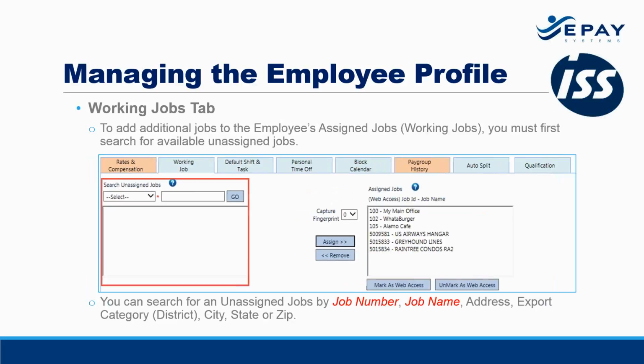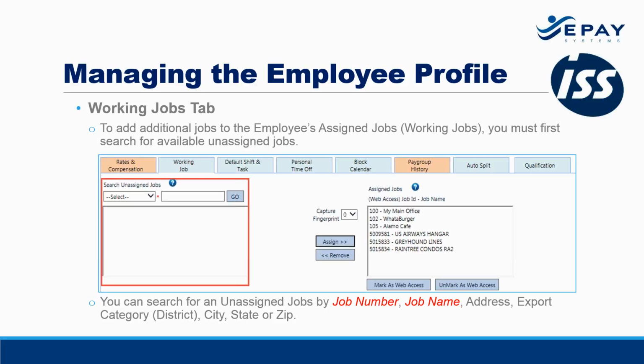Now, if you ever need to add to that list, that's what the left-hand side of the screen is there. That's the unassigned jobs. What you can do in there is go in there and search based on a variety of different categories. The 2 in red down at the bottom are the popular ones and probably the ones that are the easiest because you know that information.